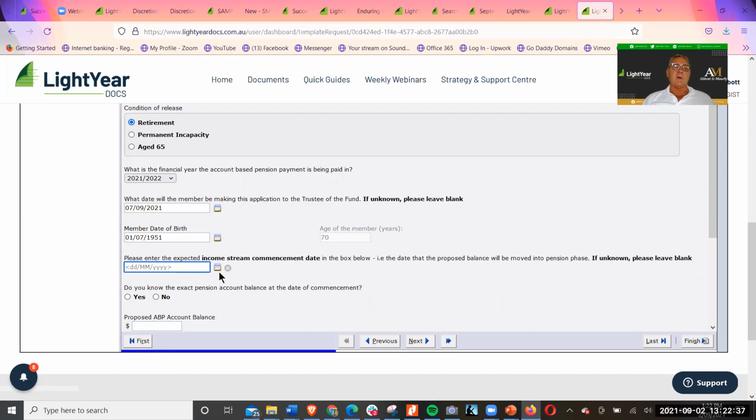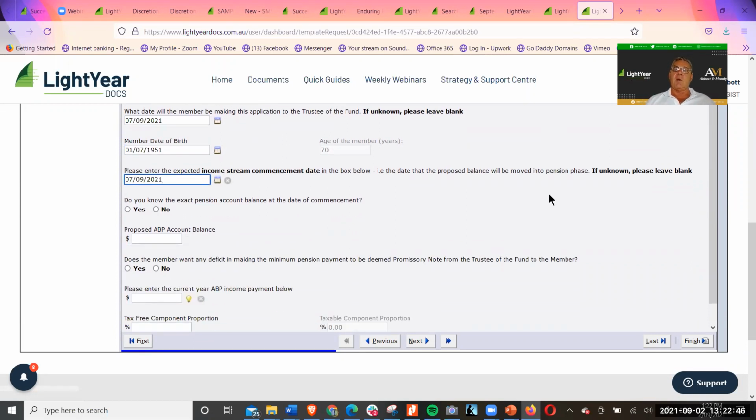You have to put the expected income stream commencement date. We don't have to pay it at this stage. It can be just a payment towards year end, but we need to know when it's commenced, because that will then determine, as you'll see, the proposed account balance.